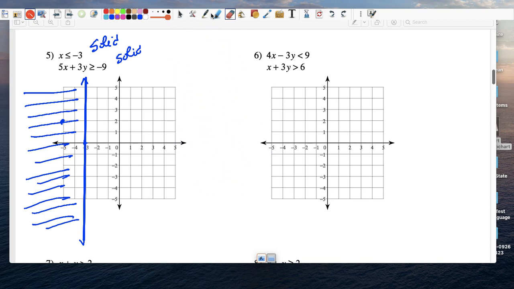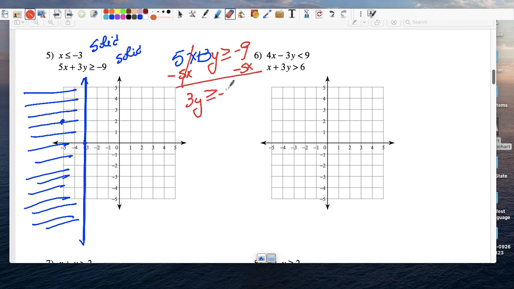The second inequality, we got to rewrite it. So we get 5x plus 3y, let me change the color to red, greater or equal to -9. We're going to subtract 5x from both sides, and we get 3y greater or equal to -5x minus 9. We're going to divide everybody by 3, and we get y is greater or equal to -5 over 3 x, and then -9 divided by 3 is -3.